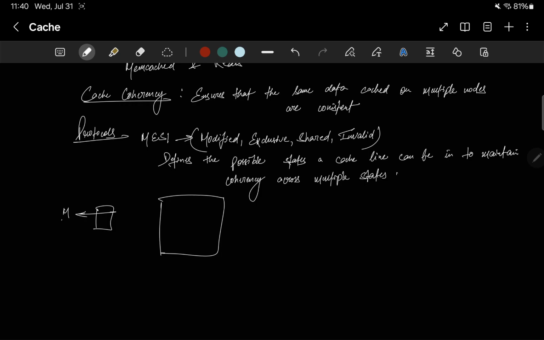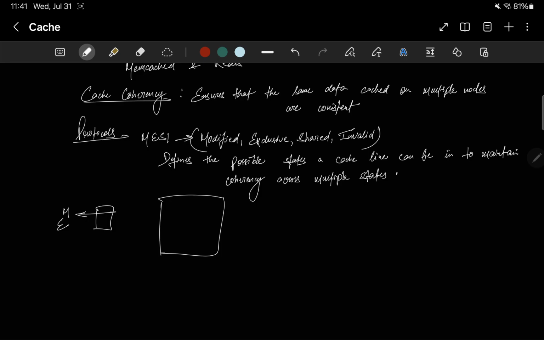When it's marked as E, it means the cache line is exclusive to a single cache and has not been modified. There may be different caches, but this one is exclusive to this cache and it's not modified. Shared: if something is marked as S, it means the cache line is unmodified and it's shared among multiple caches. This means multiple nodes also share the same value.